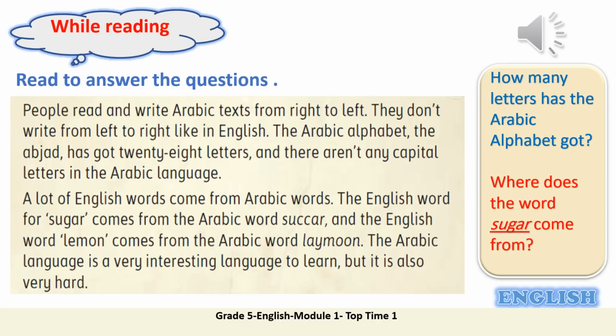People read and write Arabic texts from right to left. They don't write from left to right like in English. The Arabic alphabet, the Abjad, has got 28 letters, and there aren't any capital letters in the Arabic language. A lot of English words come from Arabic words. The English word for sugar comes from the Arabic word sukar, and the English word lemon comes from the Arabic word lemun. The Arabic language is a very interesting language to learn, but it is also very hard.